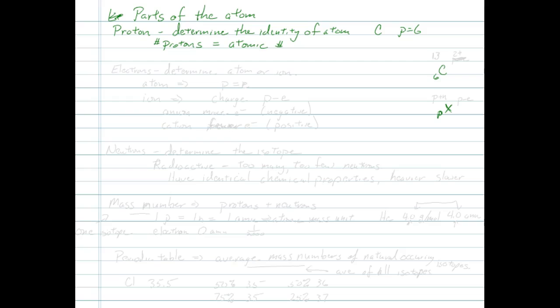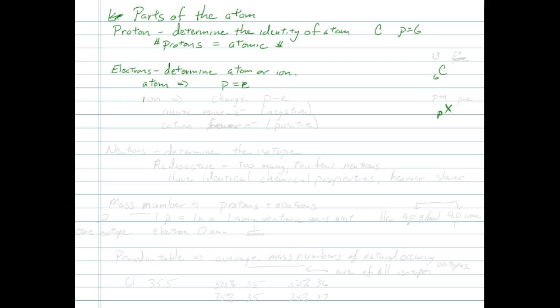Okay. The electrons determine if you have an atom or an ion. If it's a neutral atom, that means the protons must equal the electrons. So the protons equal the electrons if it's an atom.